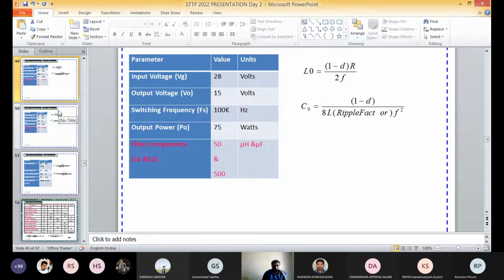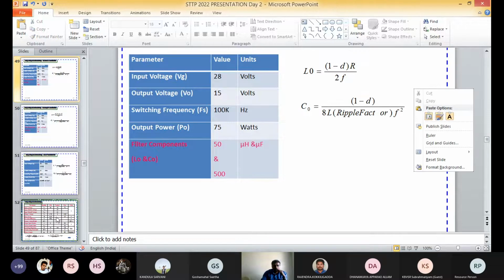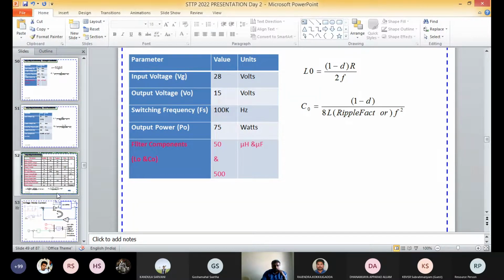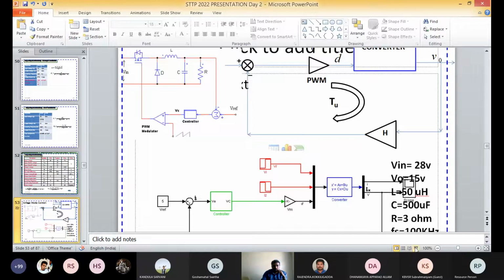After knowing the input voltage, output power and switching frequency, we can simply calculate the filter components. After determining the filter components, we need to observe the open loop behavior, that means the behavior of the system without any controller.